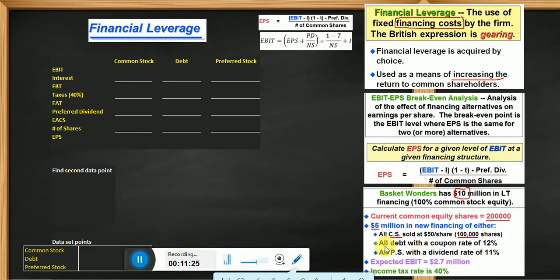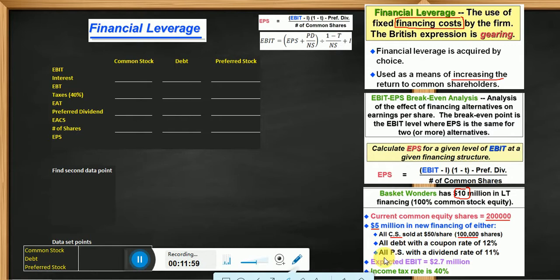Next, the second option given is all debt with a coupon rate of 12%. The company can raise this fund by issuing a debt security. So one is to get funds by issuing shares. The second option is to get a loan, to get debt. If the company selects the second option and gets $5 million, then the company should pay 12% interest on the debt. So this is the second option.